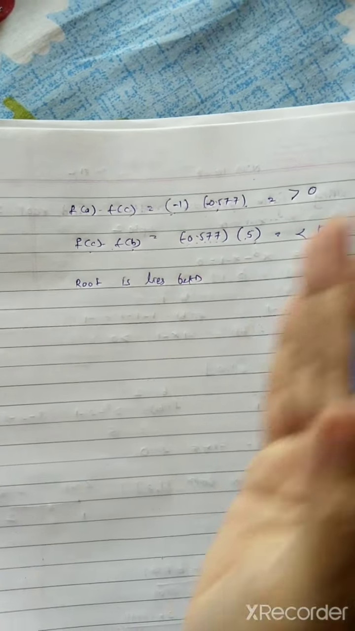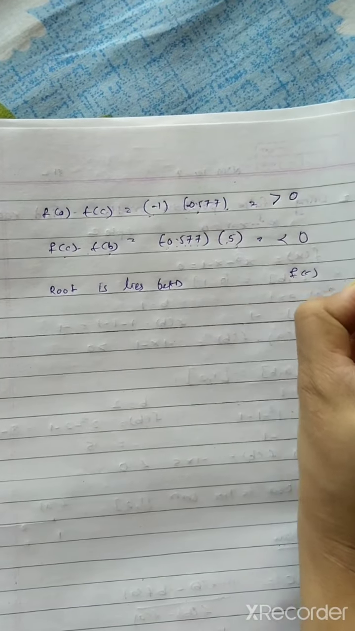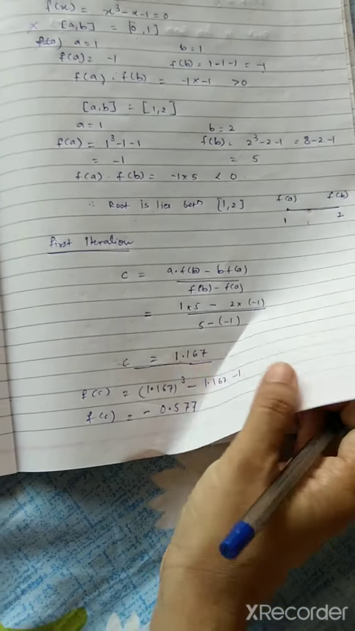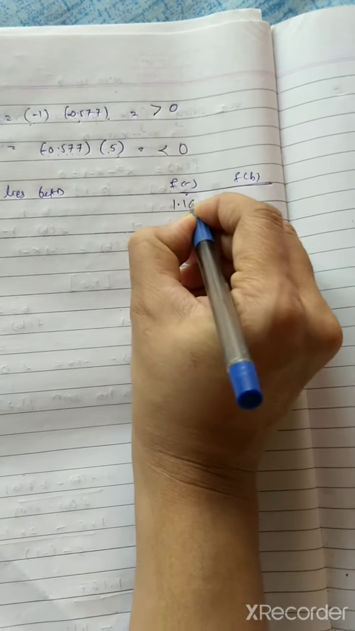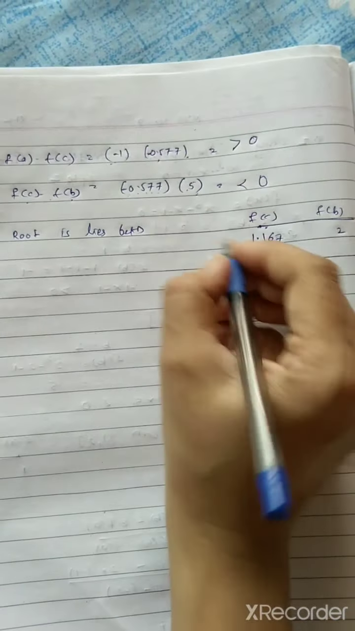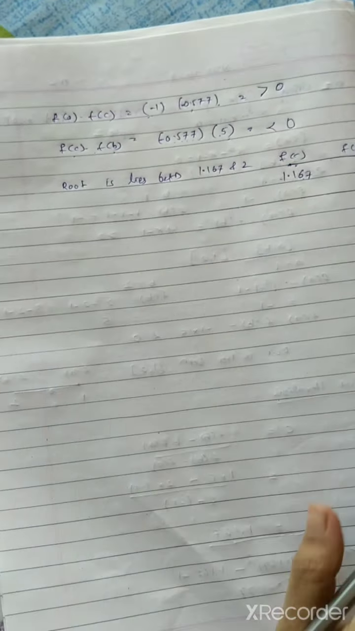Now root lies between what? a को skip करेंगे, c and b. So ये आएगा f of c, f of b, f of c. c का वैल्यू क्या था? 1.167 and this is 2. Now see, you can observe 1.67 ये यहाँ से reduce होते जा रहा है. So root lies between 1.167 and 2. So this was our first iteration.